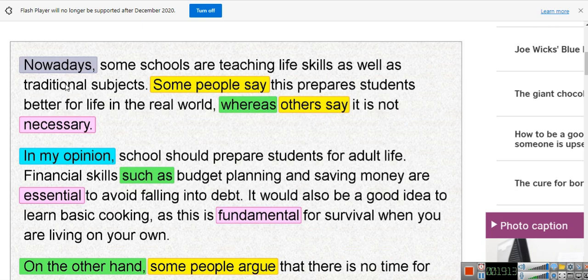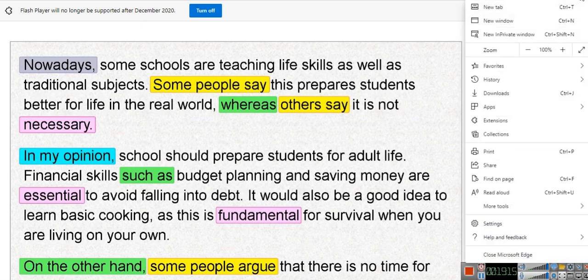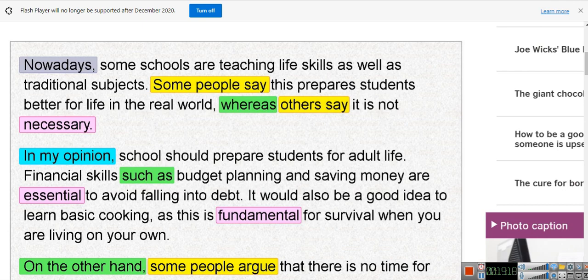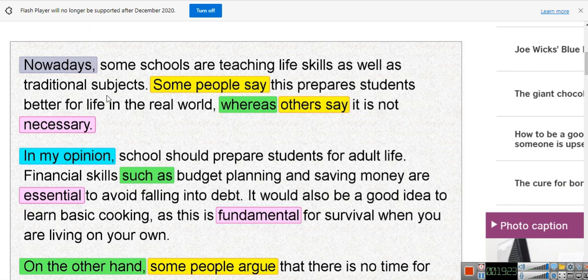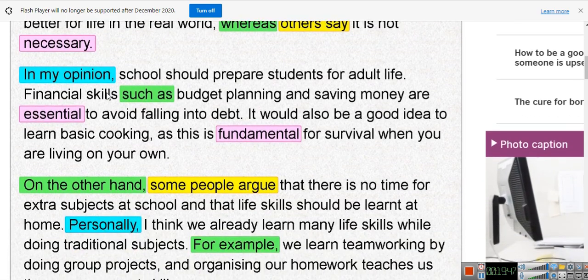Let me see if I can make an annotation right here. Alright, no, but that's not a problem. I can use the laser. So, where is the first paragraph? Nowadays, some schools are teaching life skills as well as traditional subjects. There is our first sentence. Then we have our second sentence that starts right here and ends right here. Some people say this prepares students better for life in the real world, whereas others say it is not necessary.